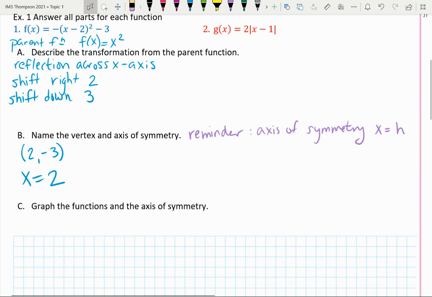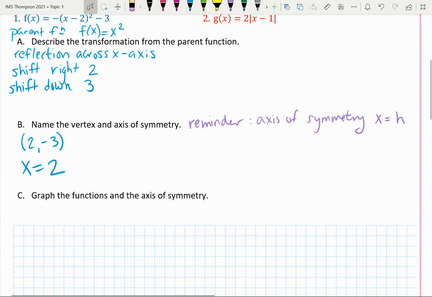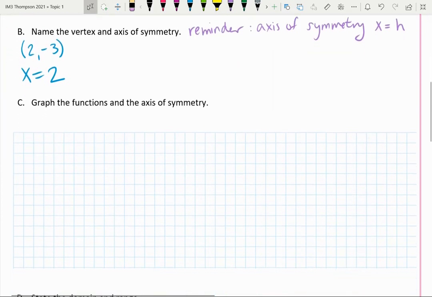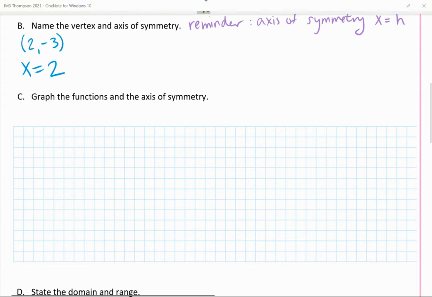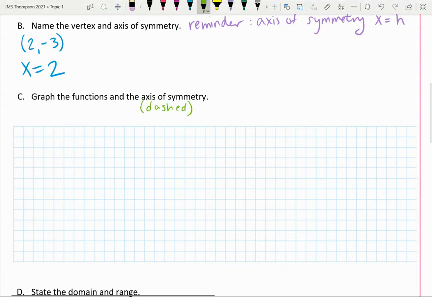The next part is to actually graph the function and the axis of symmetry. When we graph the axis of symmetry, we're always going to make it dashed. You guys by now, we're in week 4, so I'm sure you have graph paper available since we do a lot of graphing in this class. So I just put in some graph paper right here so that I can be more accurate.